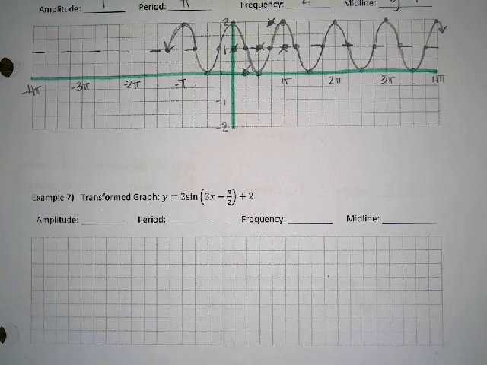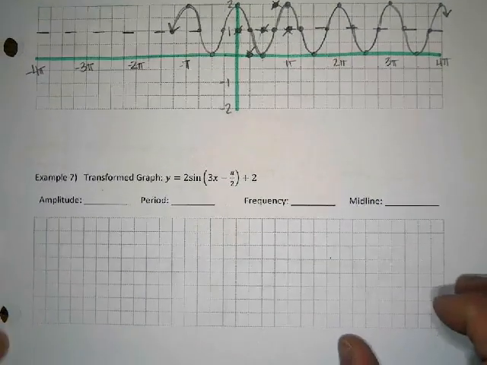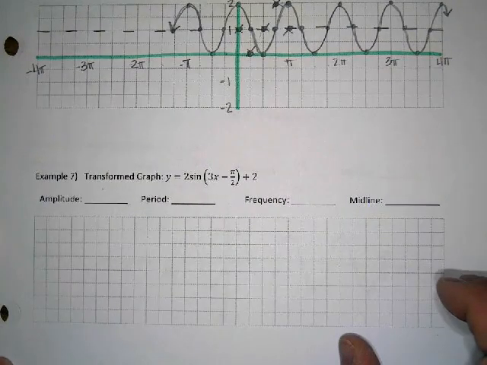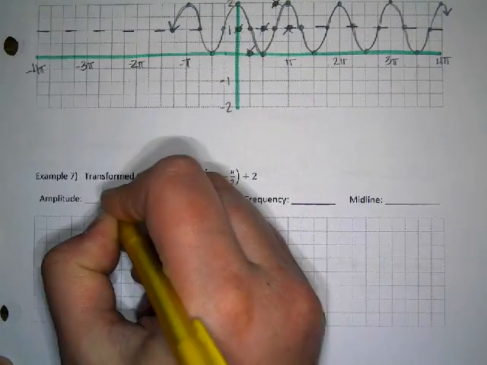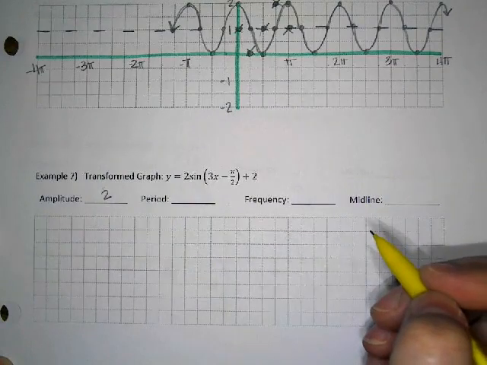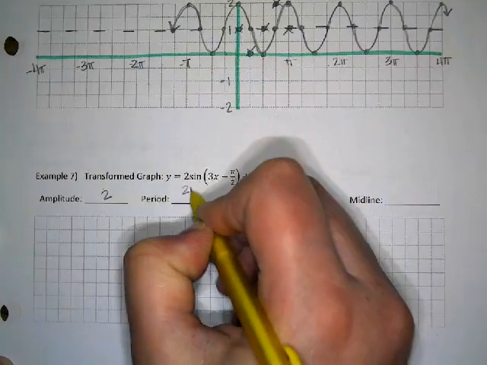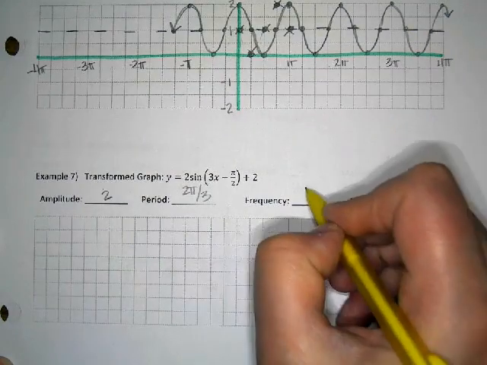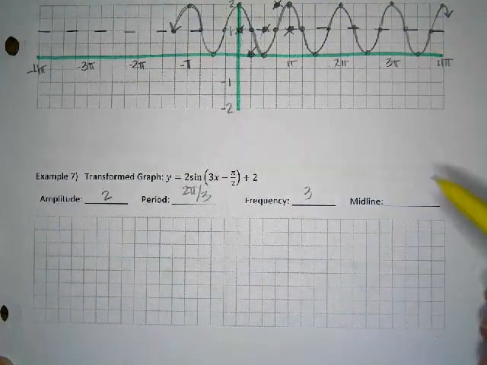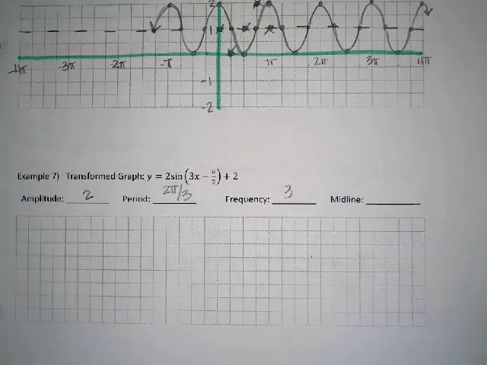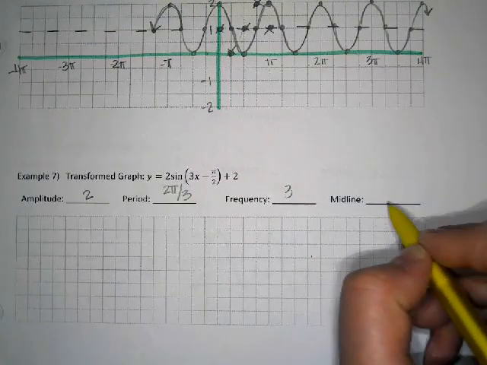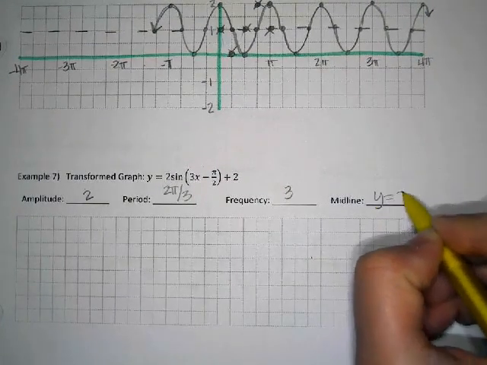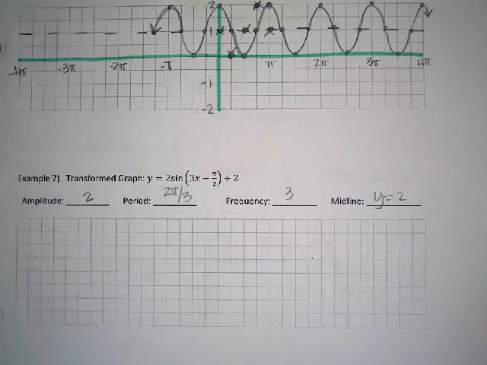So the amplitude is 2. The period is 2 pi thirds, okay? The frequency is 3, so we're going to have 3 sets of waves from 0 to 2 pi. The midline is y equals 2, okay? All right, so I'm going to go ahead and draw this in the middle.